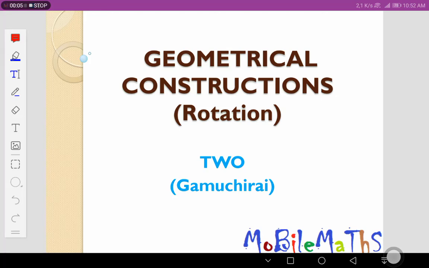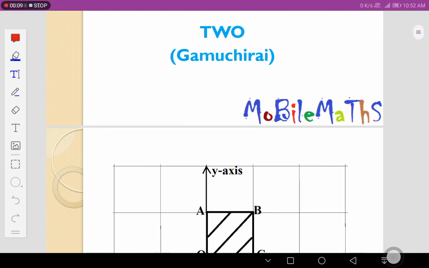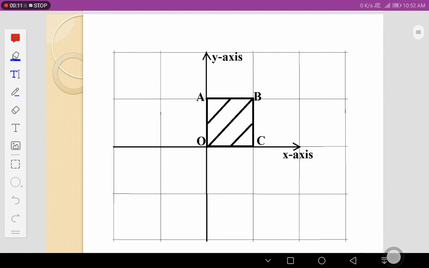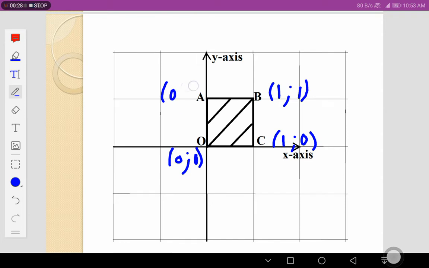Today we want to look at rotation in geometrical constructions too. Let's say I've got a unit square like the one that I have there, and it has its vertices as (0, 0), (1, 0), (1, 1), and (0, 1).